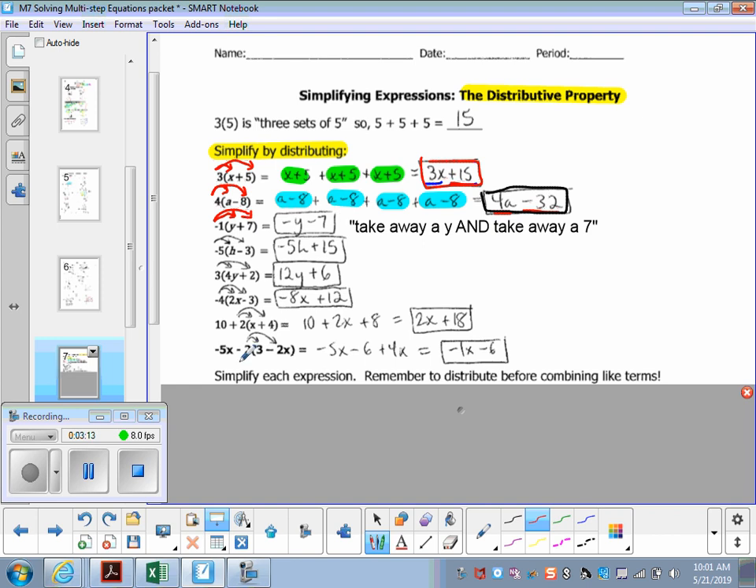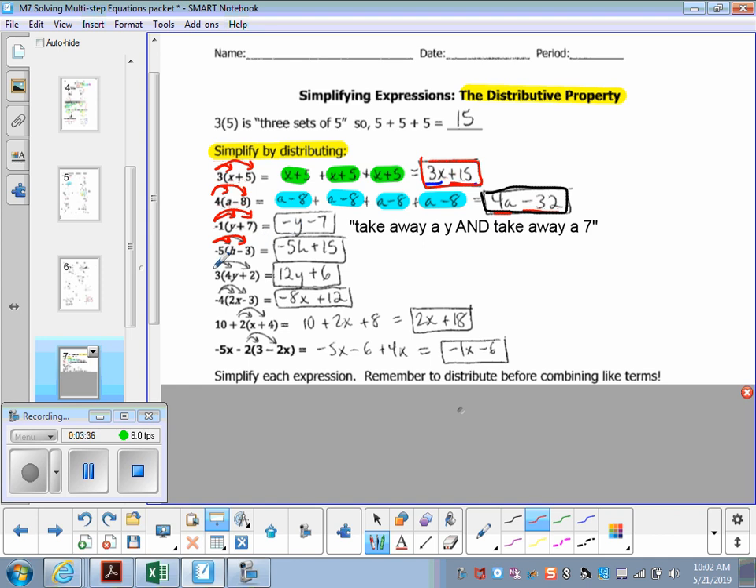Now moving forward in the video, I'm just going to show you guys the shortcut with the arrows for how to distribute a number. So for the next one, we're distributing a negative 5. So we have negative 5 times h is my negative 5h. And when we distribute negative 5 to negative 3, a negative 5 times negative 3 is a positive 15. So there's the plus 15 in my answer.